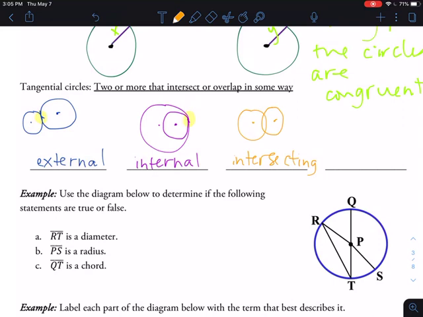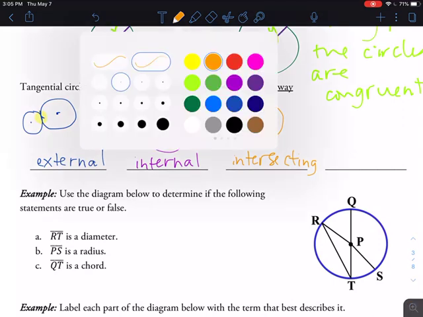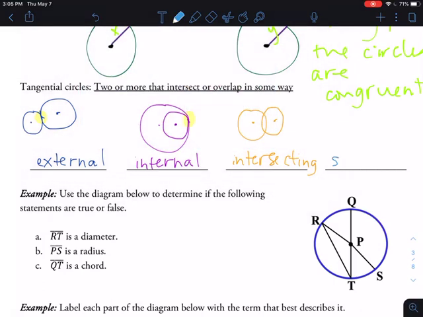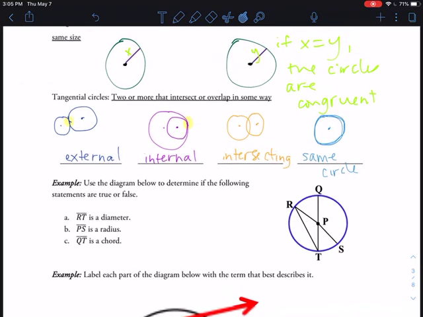Okay, and then the last option, pick one last color here. I really like this blue, I'll use that one again. It's just that there could be 2 of the same circle, right? So when they overlap exactly, see I'm drawing a second circle, I'm trying to draw it exactly on top, which is very hard. Then it's just, they're the same circle, okay? So there we go. All right, that's all the terminology.